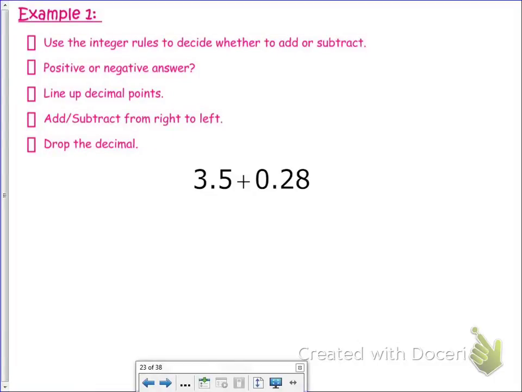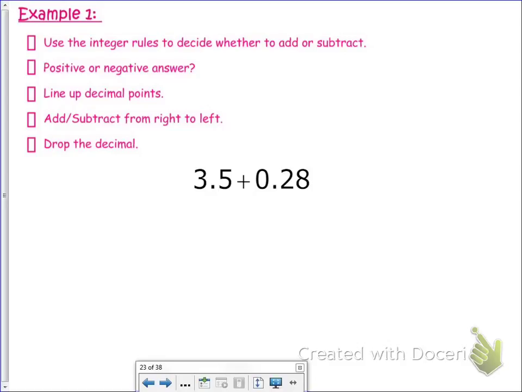Hey guys, in this video we are going to learn how to add and subtract decimals. There's a nice pretty little steps checklist over here that we're going to follow. So the first step says to use the integer rules to decide whether to add or subtract.